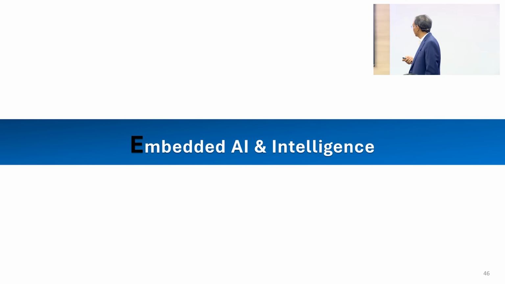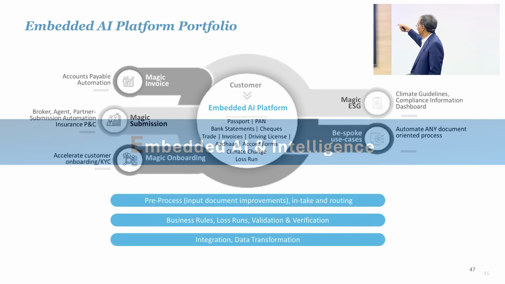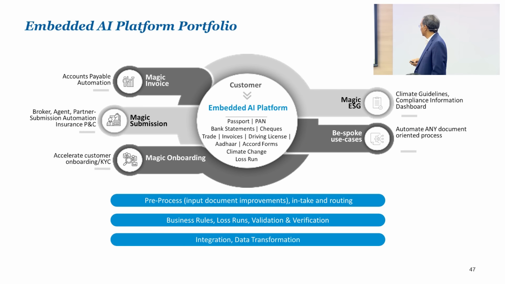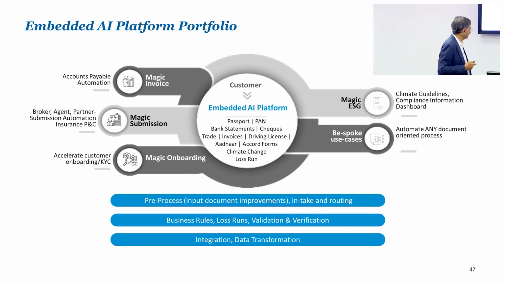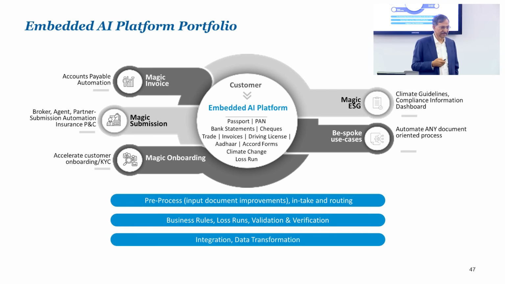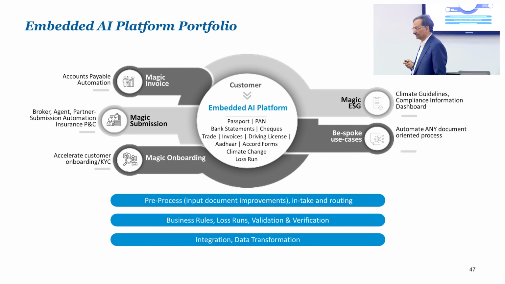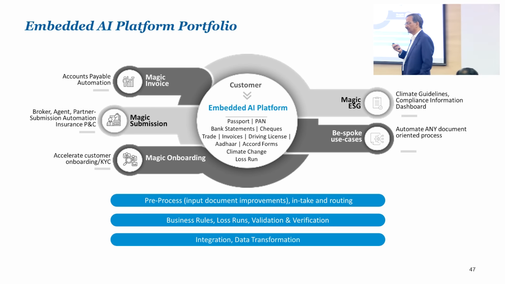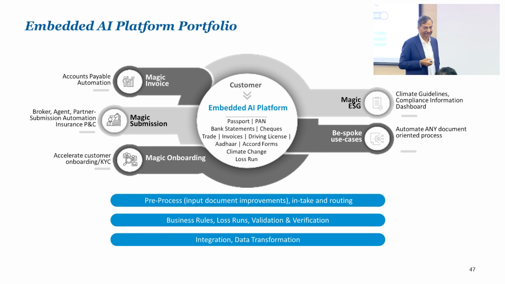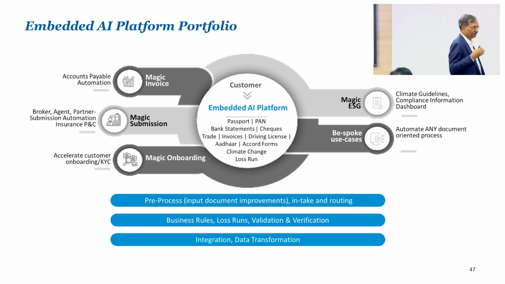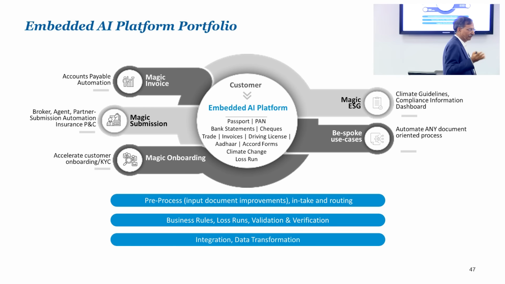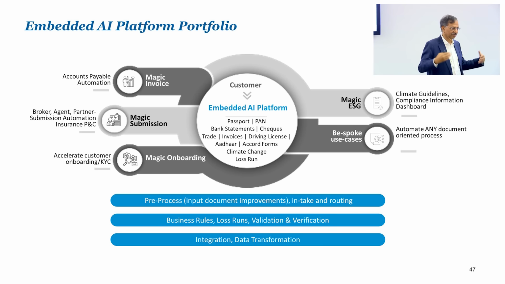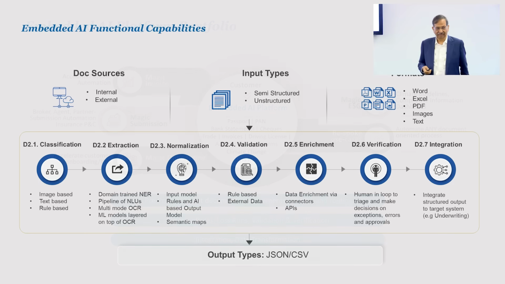E stands for embedded AI and intelligence. This is what I described about how the magic invoice, magic submission, magic onboarding, and magic ESG are all built into our technology platforms. Tomorrow we'll be discussing the technologies we have built. We are delivering a multi-question search kind of technology, around 150 questions to triangulate the answers. So if you want to know a corporate history, it can scan multiple databases and triangulate properly. Some demos will be there tomorrow.